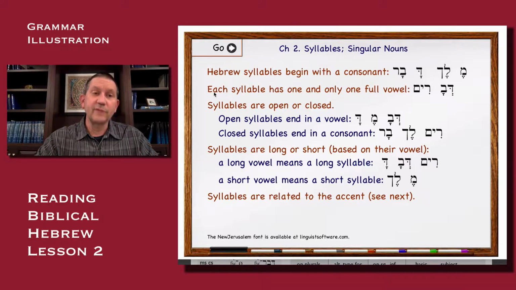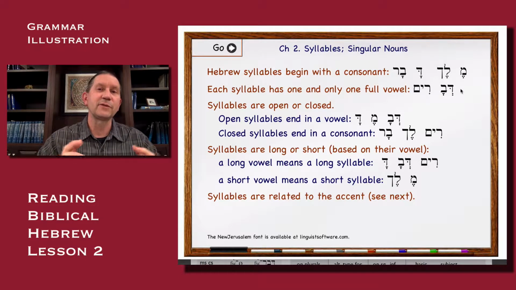The second part of the definition is that each syllable has one and only one full vowel. So in this word, devarim, we have 2 syllables. Deva is 1 syllable, reem is the 2nd syllable. Now, you might want to quibble, and you might want to say, this is a vocal sheva, and I feel like that is a vocalic enough something to call it a syllable. Or, in my linguistic training, I would want to call this a syllable.